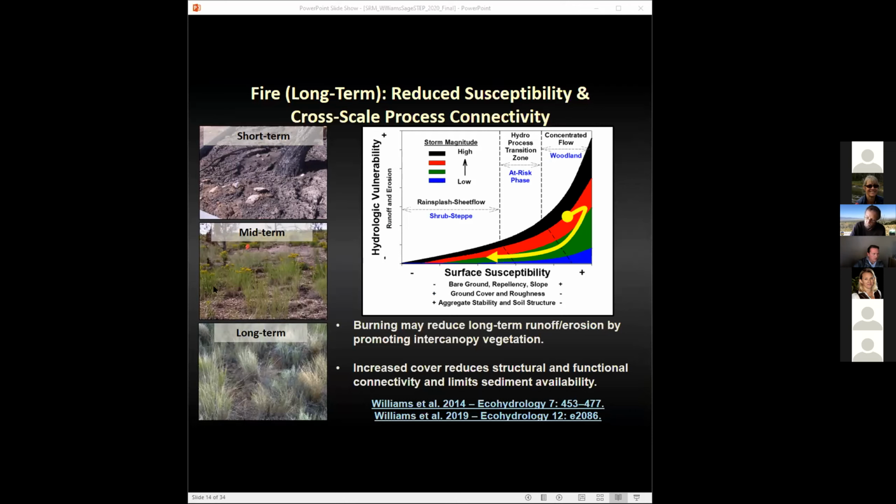And what we saw, you can see this photograph of the midterm over here on the left, 2 to 3 years after fire, the herbaceous response in cover tended to spread the flow out and maybe limit downslope movement of water and sediment. But again, the real question is what happens in the long term.